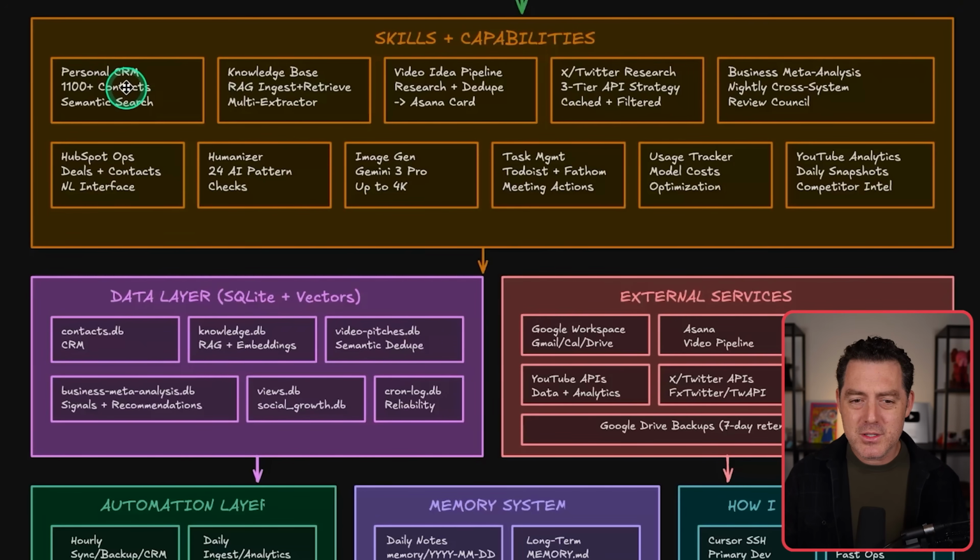I use it as a personal CRM. I use it as a knowledge base, a video idea pipeline, X and Twitter research, business meta-analysis. That's a crazy one. Wait till I tell you about that. HubSpot Ops. I always apply the Humanizer skill. I want all the text coming out of it to be human-like, not AI-like, no em dashes. I plugged it into my Todoist, and I kind of use it as a task management system as well. I track all of the usage across everything I do. And of course, I use it for YouTube analytics.